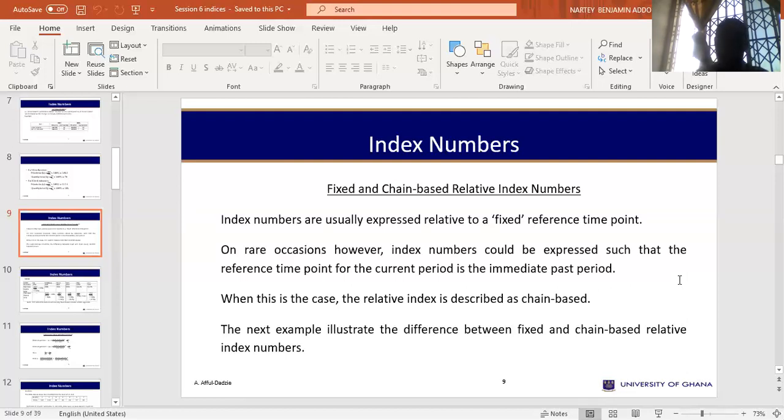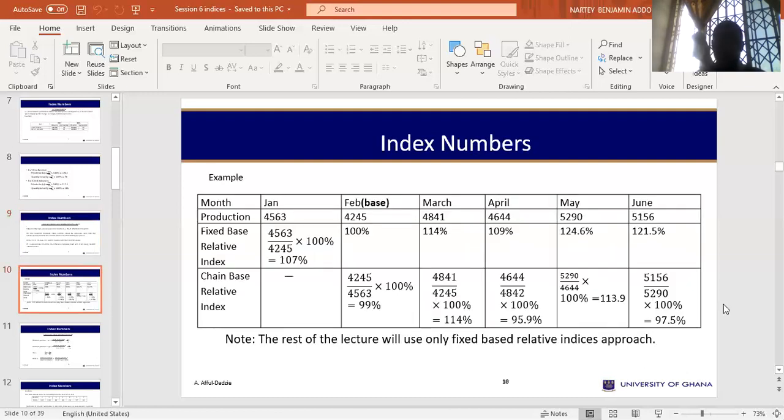The next example illustrates the difference between fixed and chain-based relative index numbers. Here we have the months, so we are calculating this example based on months, from January to June. Production is 4563 in January, 4245 in February, 4841 in March, 4644 in April, 5290 in May, and 5156 in June.